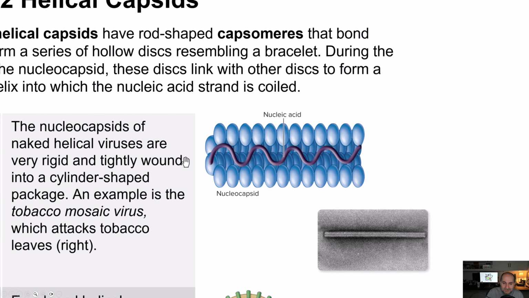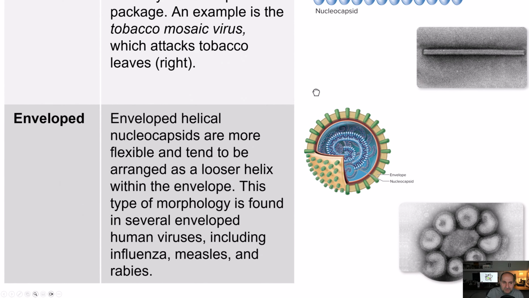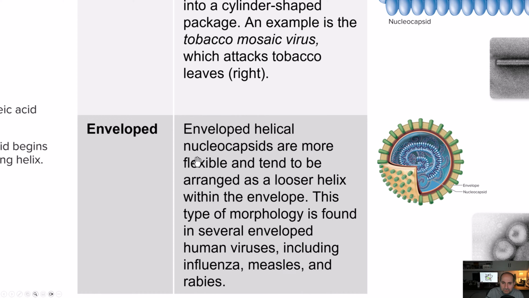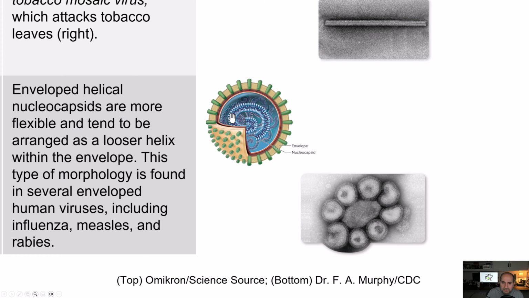So I hope you understand what a helical virus looks like. And again, the length of this helical structure depends on the length of the genome inside. And usually these have RNA genomes inside. But that doesn't mean that all helical viruses are naked like this one here. Some helical nucleocapsids are enveloped, such as this one. You see inside are the nucleocapsids, and outside is an envelope, a membrane. And this is a flu virus.